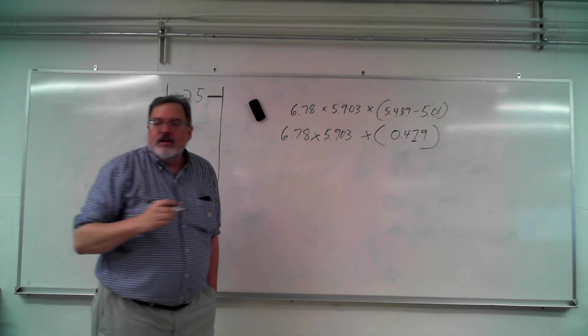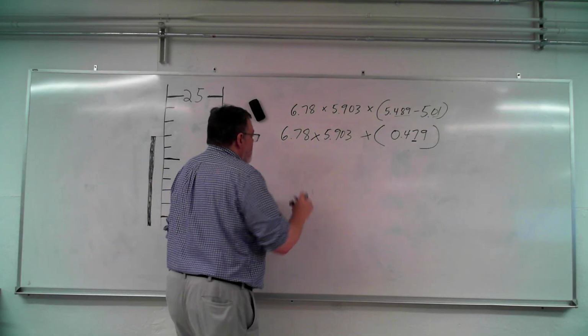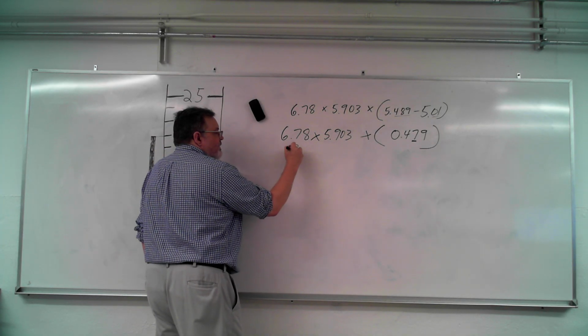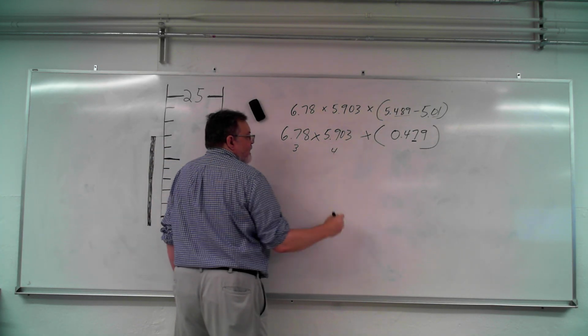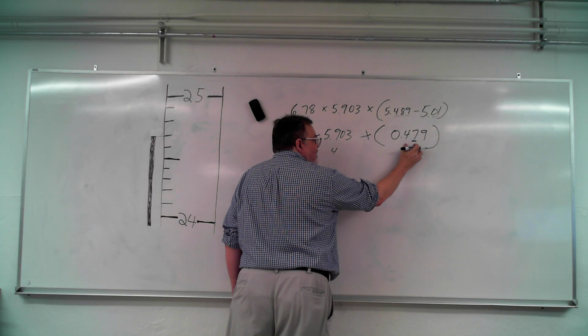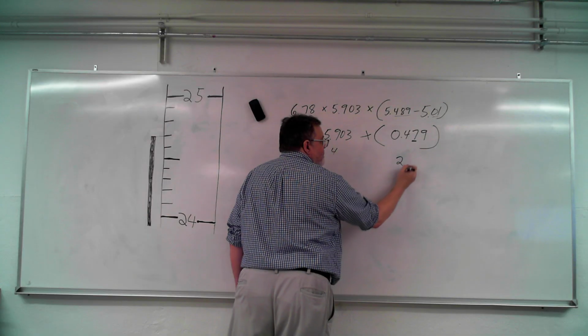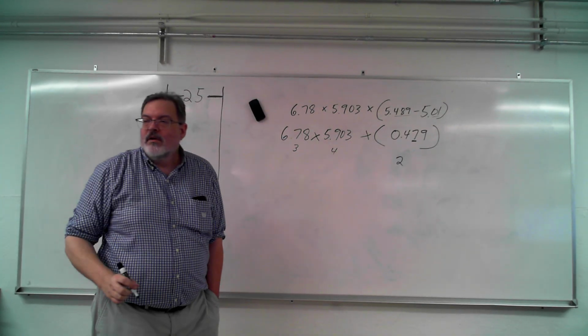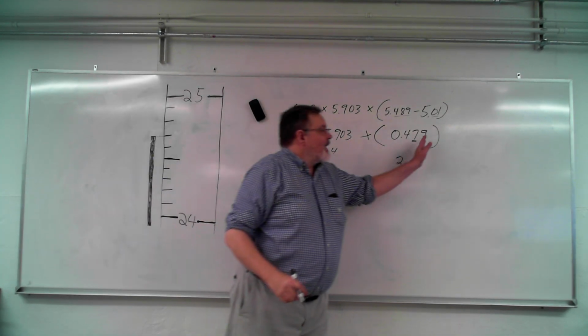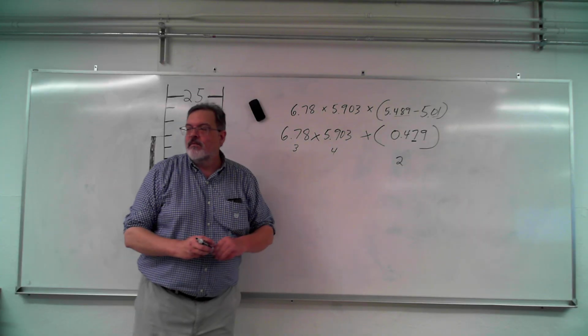And now I'm going to use the multiplication/division rule. This one is 3 significant figures. This one is 4 significant figures. And this one should be 2, even though I've got 3 written here. That's why I put the underline there to tell me that that's really 2. But I am going to use any digits I have here to do this multiplication.